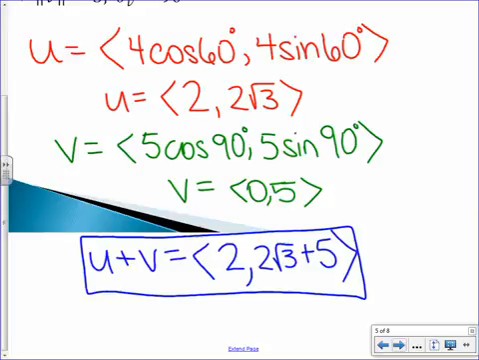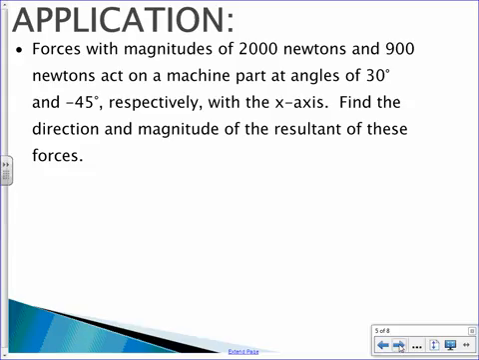Okay, so we are going to look at a force problem. We are going to look at a velocity problem. All right. First, we'll get the big one out of the way. We're going to look at a force problem. So two forces are acting on a machine part. Okay. So one force has 2,000 newtons. So we have magnitudes of 2,000 newtons and 900 newtons. So anytime we are talking about force, the amount of force that's being acted, that is your magnitude.